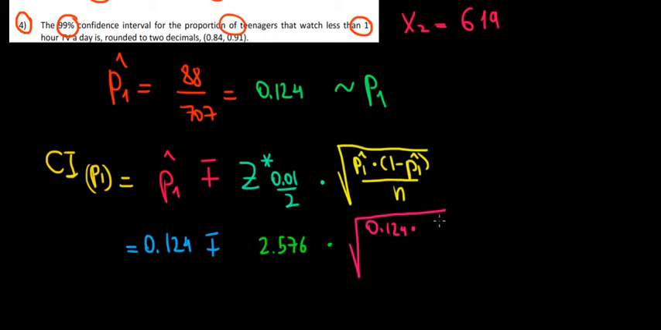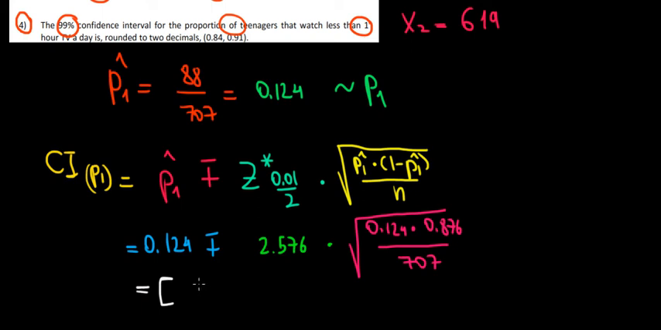0.124 and 1 minus 0.124. By the way, these are rounded, so you might have slightly different results, but the logic is the same. 1 minus 0.124 is going to be equal to 0.876, and n is equal to 707 observations. Now it's a matter of doing the math over here. So if we solve the math, we would get the following confidence interval.